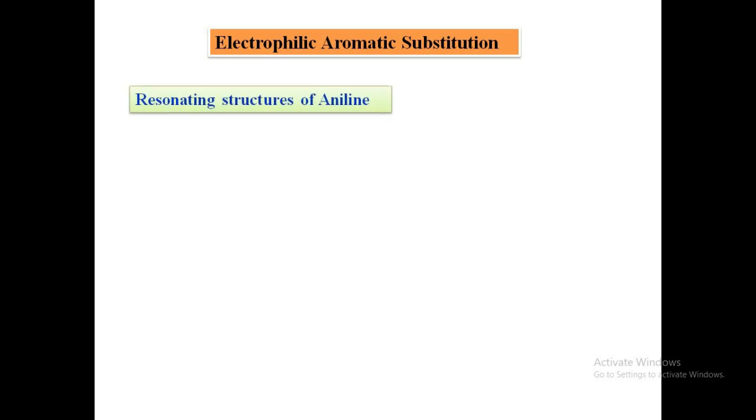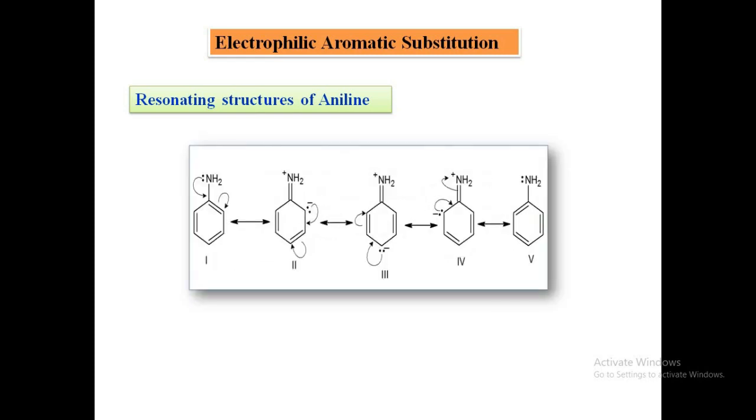In this, students, we are studying the resonating structures of aniline. The aniline molecule, as you know, has a primary amine functional group. So the nitrogen has a lone pair of electrons. It is donated towards the benzene ring to form a carbon-nitrogen double bond. The nitrogen atom gets a positive charge with the delocalization of the pi electrons towards the adjacent carbon atom.